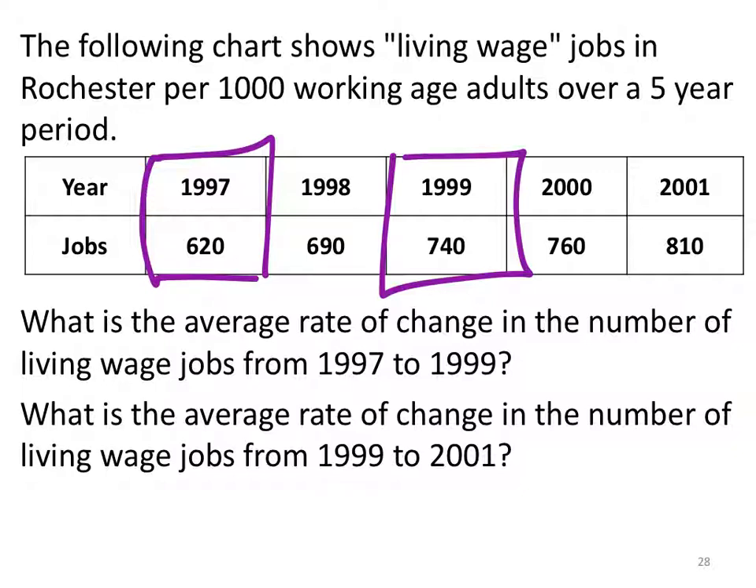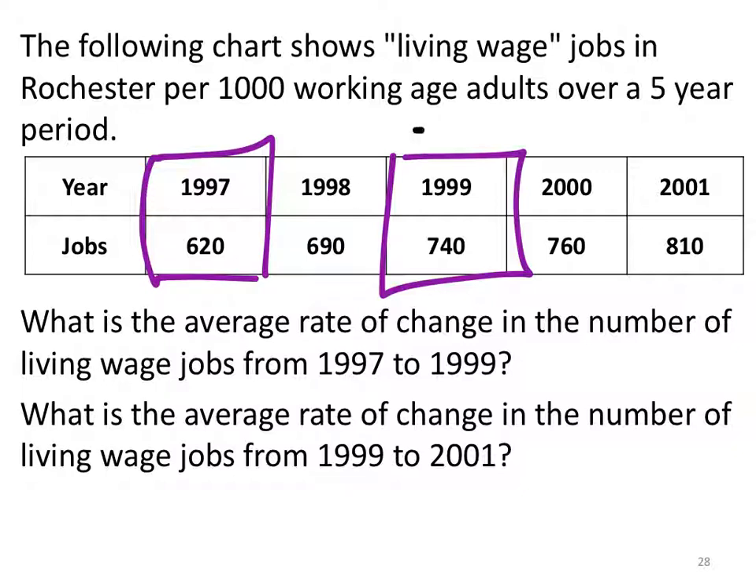So we want the average rate of change in the number of living wage jobs. So for this one, we're looking at jobs per year. Now, again, it wouldn't really make sense to do this in years per job. Again, hopefully that makes sense foundationally, all right? Now, I'm not saying it doesn't have its uses, it just doesn't make a lot of sense, especially in a situation like this, okay? So, what are we going to do?